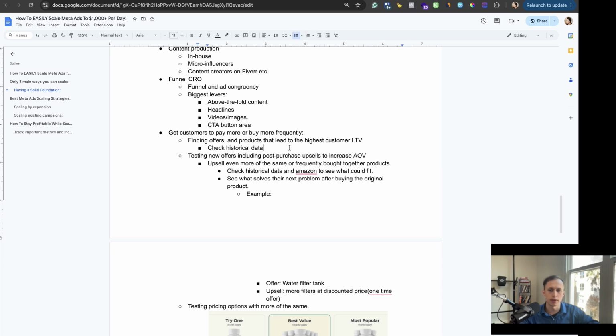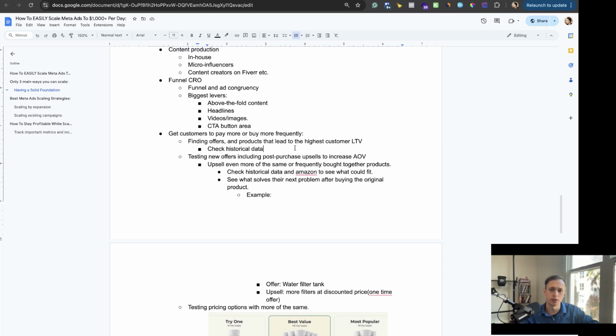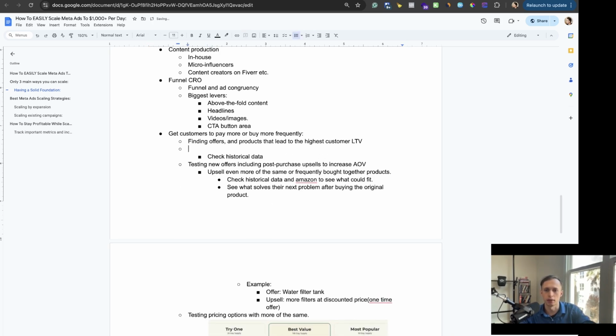So once you have that data, that's going to be very helpful, and you can maybe focus on selling those products and see what the CAC to LTV is going to be like, or better, CAC to lifetime profit. LTV is great, but lifetime profit is better. So try to look at lifetime profit over LTV. That's very important.